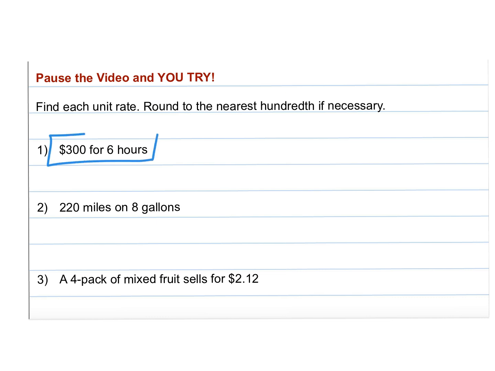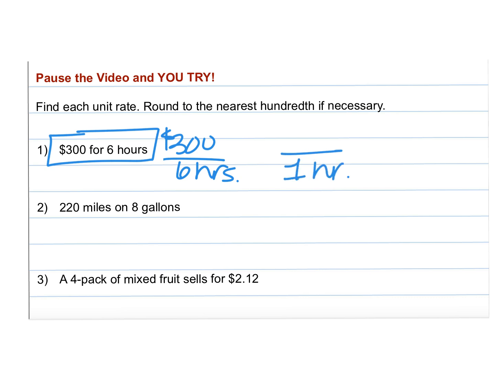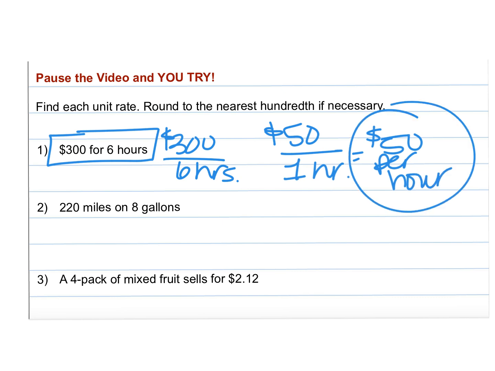$300 for 6 hours would be $300 for 6 hours. Really what we're doing is we're just doing $300 divided by 6 hours is going to get me how much in 1 hour. $300 divided by 6 is 50. So $50 per hour. 220 miles on 8 gallons, so 220 miles on 8 gallons.